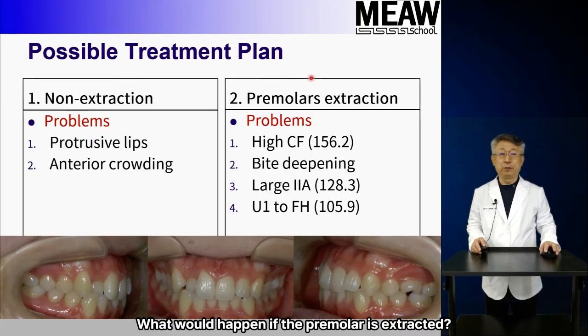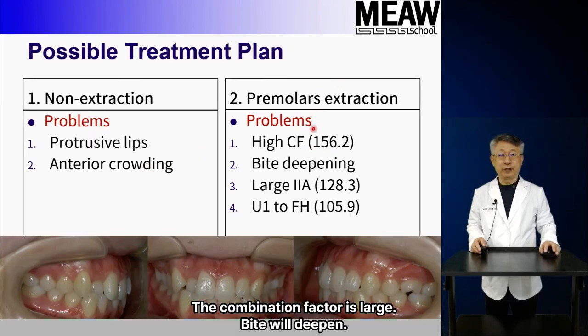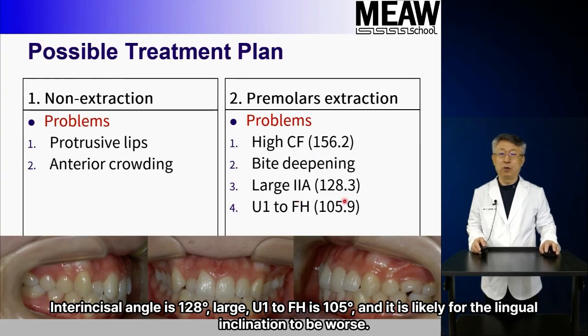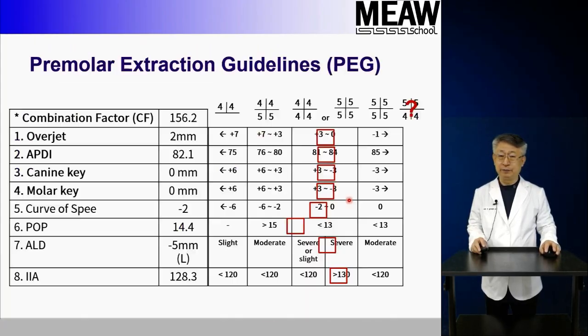What would happen if the premolar is extracted? The combination factor is large. Bite will deepen. Interincisal angle is 128. Large. U1 to FH is 105, and it is likely for the lingual inclination to get worse.